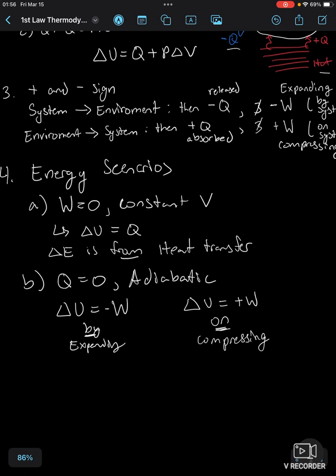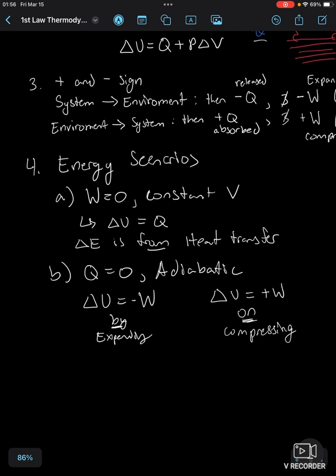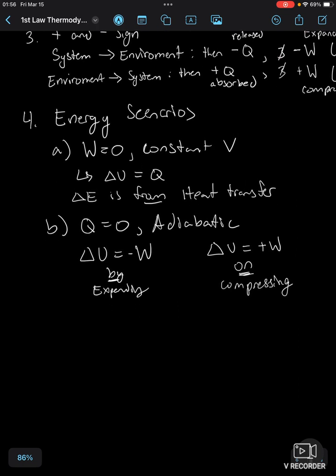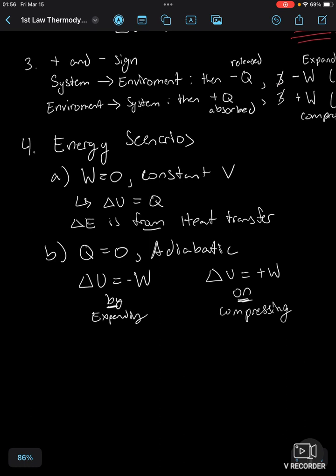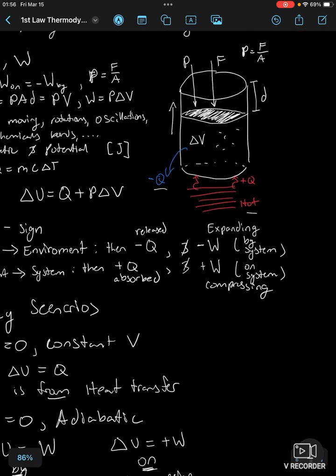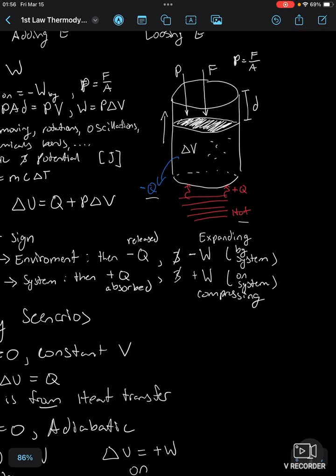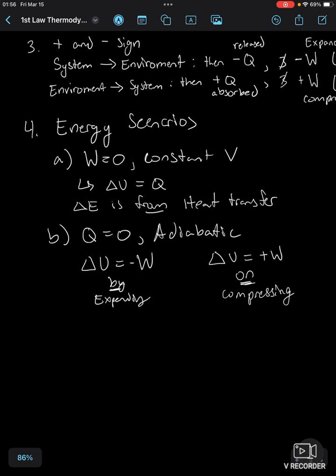I keep bringing this up because it is a very important concept to know whether it's on or by the system. And this would mean that whatever the internal energy change of the system is, it is used strictly for work. So in this case, it would be like this heat right here does not exist. All the internal energy is essentially moving the volume up or down, for example.